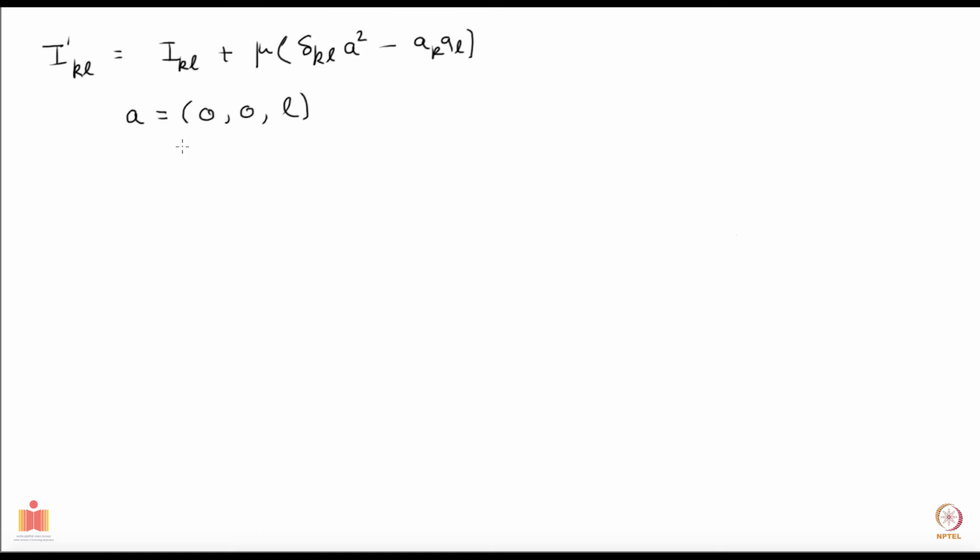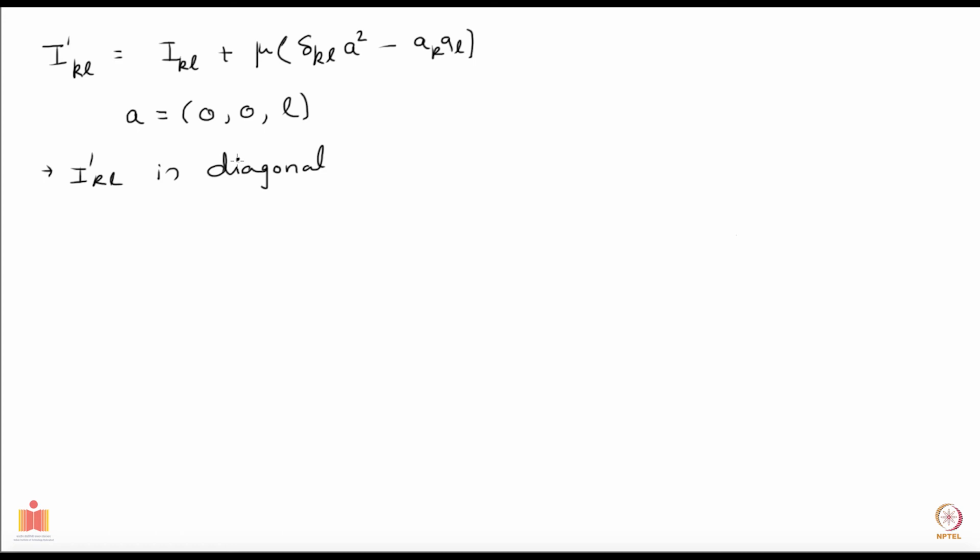Now if k is not equal to L, if you look at this expression, then the first term vanishes because the delta function vanishes, and the second term vanishes because it's a product of two numbers, one of which is always 0. Because it's either the product of first and third, or second and third, and so forth, and this will be 0. So it's clear that I prime KL is diagonal. So if you move the origin along one of the principal axes, it will still remain diagonal.